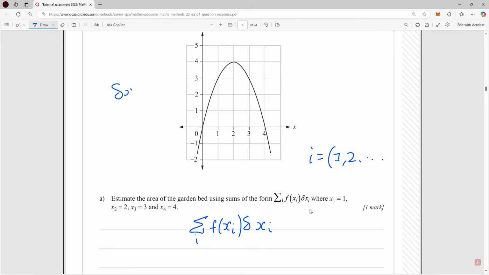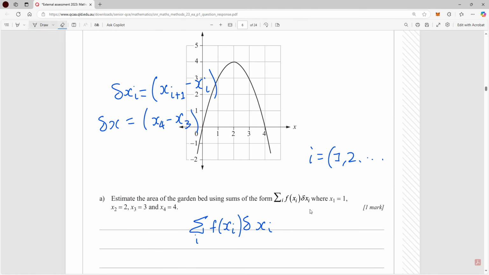This just means a change in x. Literally, let's say you had x_{i+1} minus x_i. So if we wanted the change for x, that would be like, let's say, x4 minus x3. That difference there, okay? Now the difference between all of them is going to be 1 because we're only making increments of 1, okay?